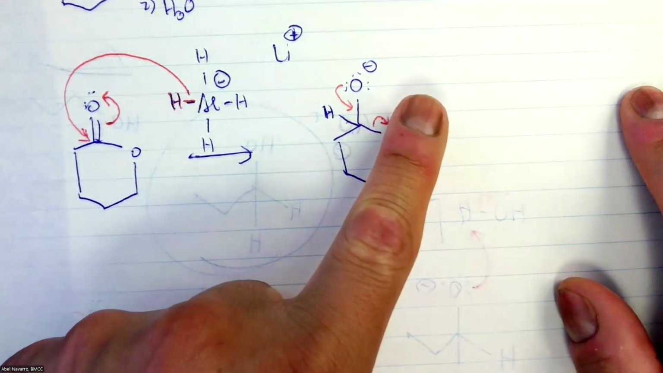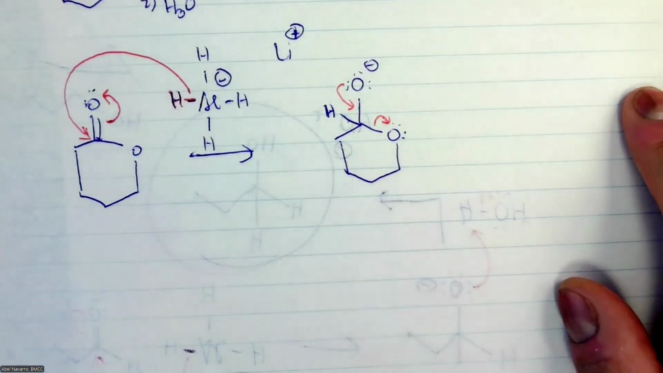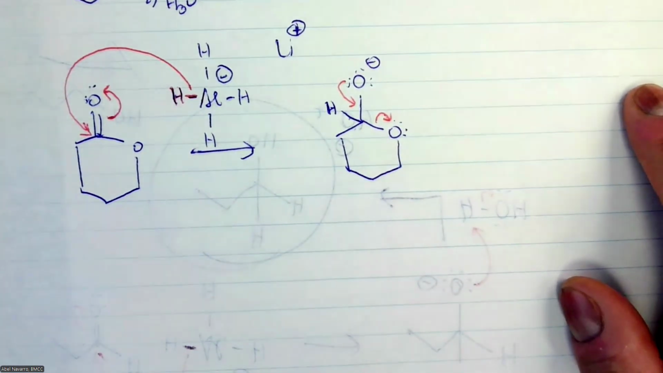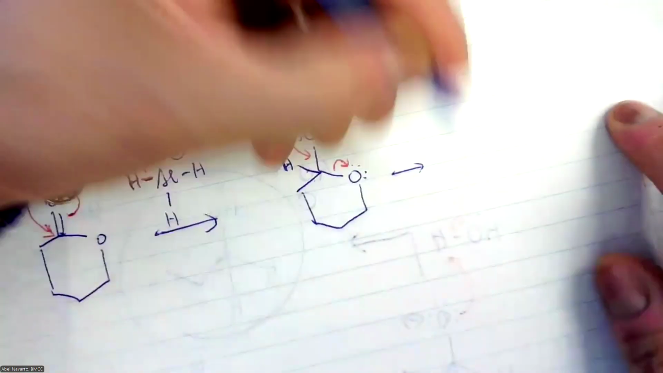If I have a Cl here, let's say, then the Cl will take the electrons because it's more electronegative. If you have a fluorine, then it would be the fluorine because it's more electronegative. So in this case, it comes back down.